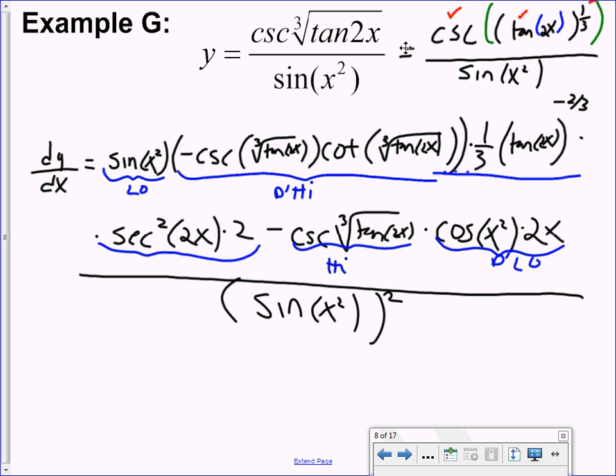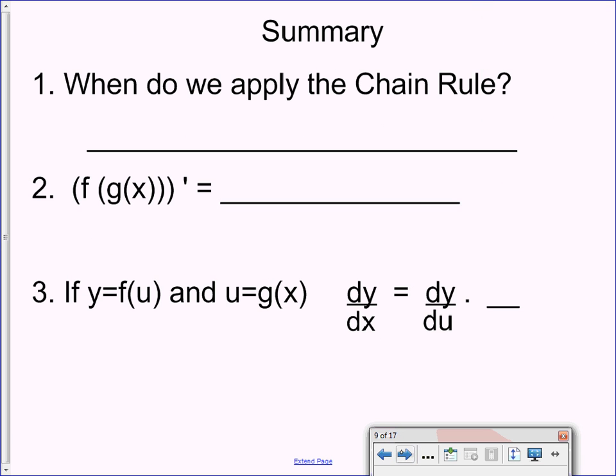Okay, finally, I'm just going to skip over to the summary. When do we apply the chain rule? When you want to differentiate, when you want to find the derivative of a composition of functions. So to differentiate, that means find the derivative, a composition of functions.